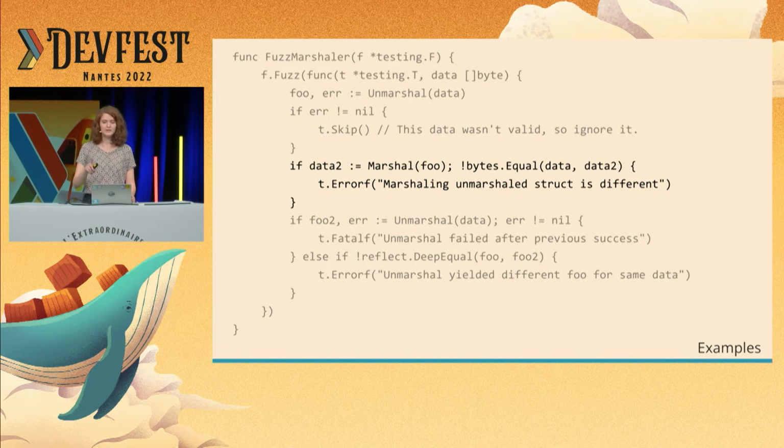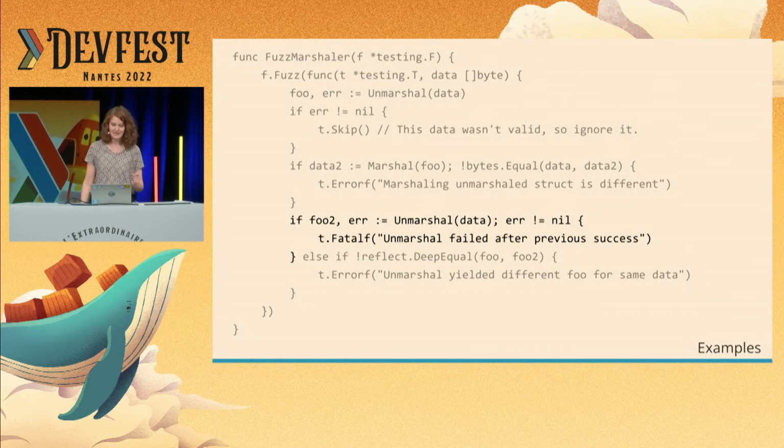OK, so if we're at this line in the code, we know that it successfully unmarshaled that data into Foo. So let's remarshal it again. We'll take our struct and marshal it back into a byte slice again. So we've just done a full loop, so those bytes should be the same. If they're not, then something happened in our unmarshal function or our marshal function.